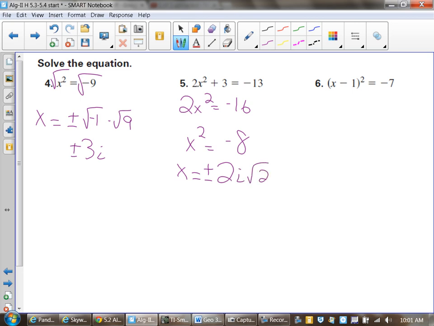2i root 2. It's just the proper way of writing it. Square root of 8 is 2 root 2. Square root of negative 8 is 2i root 2. Square root of negative 12 would be 2i root 3. The square root of negative 18 would be 3i root 2, and so on and so forth.